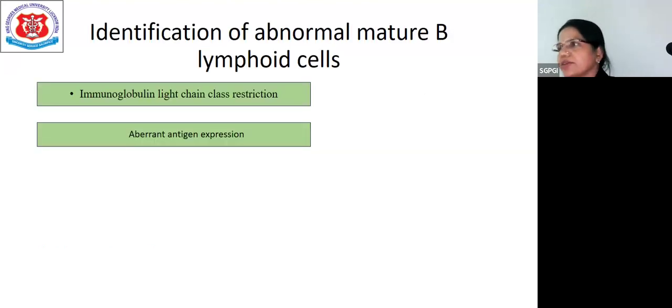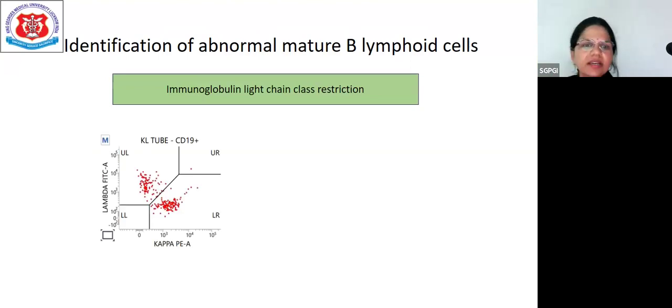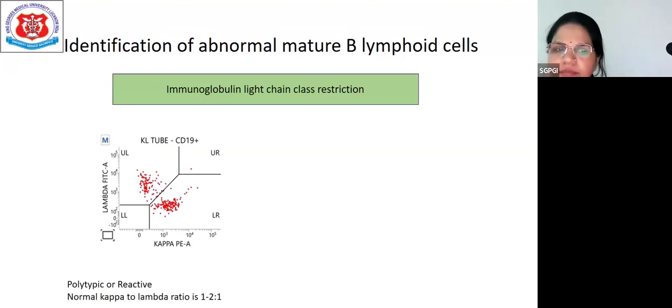So how do we differentiate normal B cells from the abnormal B cells? For that, Dr. Jasmita has already explained in detail about the immunoglobulin light chain class restriction. So what is that? As Dr. Jasmita has explained, in the normal peripheral blood, some of the cells will be kappa positive, some of them will be lambda positive. So this is called as polytypic or the reactive pattern. And the normal ratio is 1:2:1. So anything above 3 or less than 0.3 is considered to be abnormal.